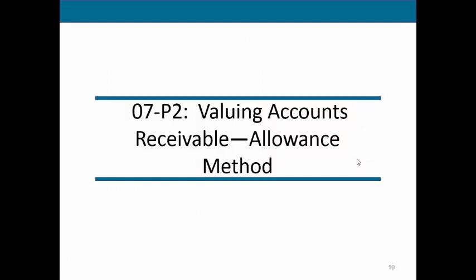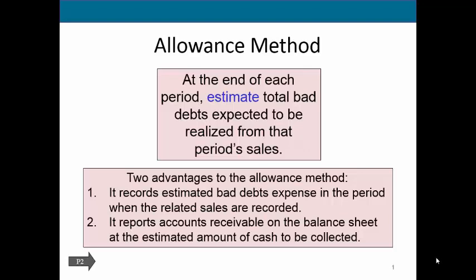So now let's look at our allowance method. Remember, the allowance method is simply the idea that we want to estimate what our bad debts will be, and we'll record those along with the revenue that they helped to earn. When we're looking at the allowance method, there are actually two different techniques that we can use to carry out the allowance method of accounting for bad debts.